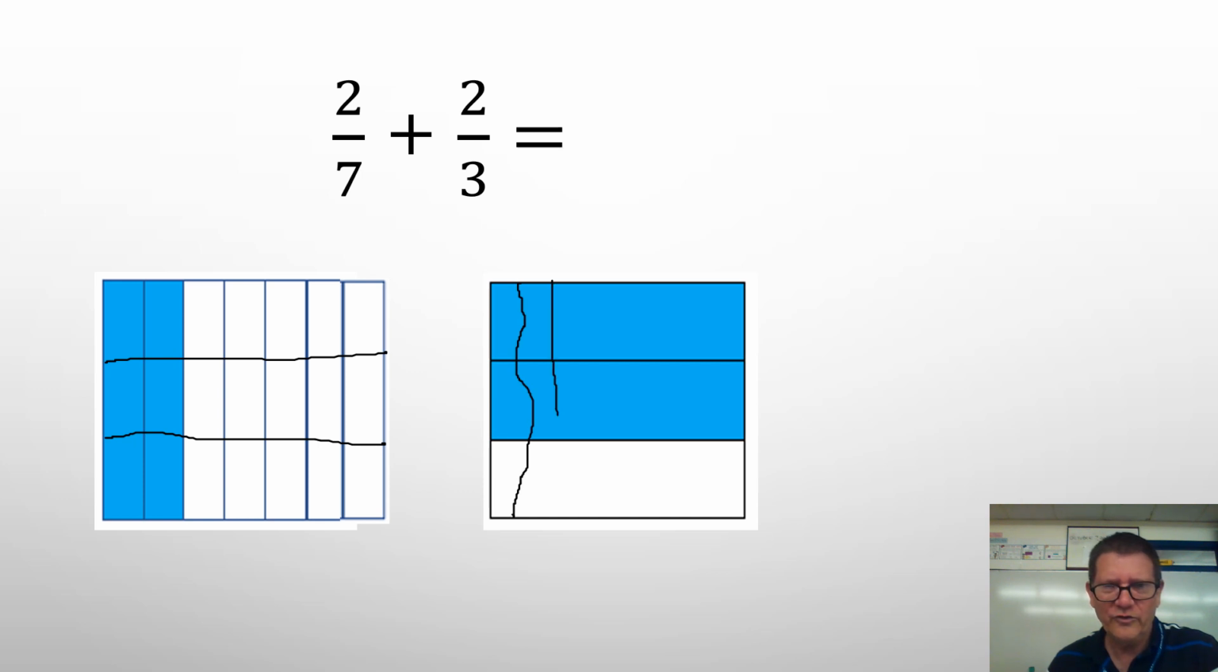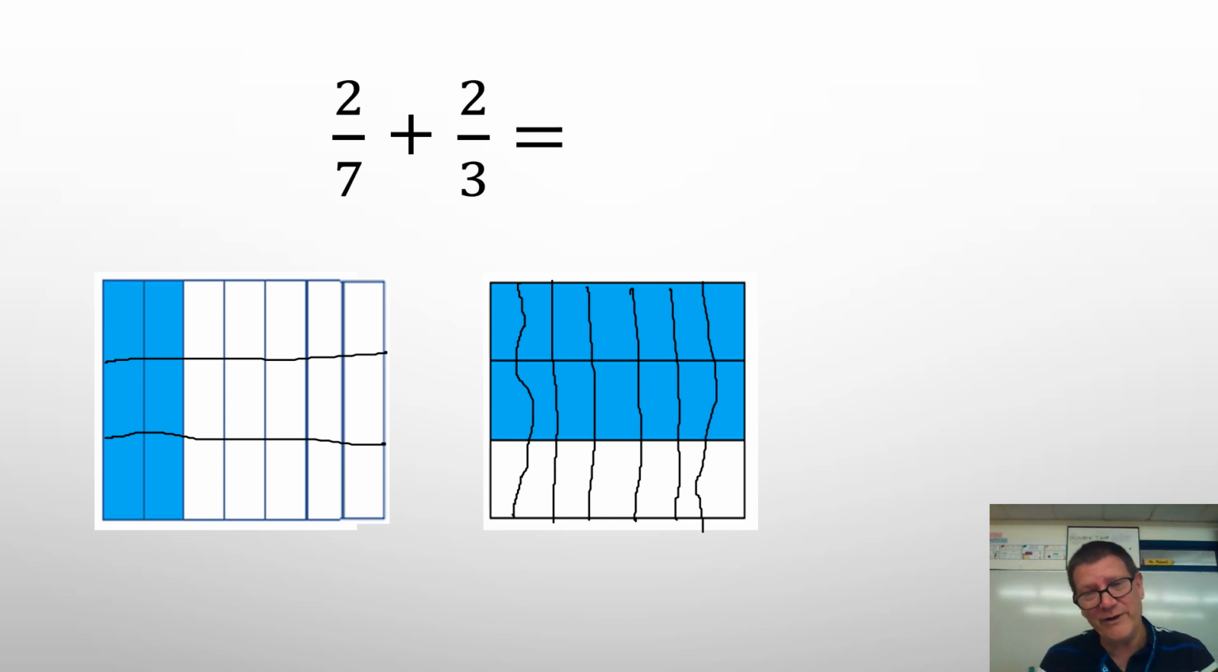Okay. 2, 3, 4, 5. Hey, I'm proud of myself. I got all 7 of them in there. That's awesome. Let's check it. 1, 2, 3, 4, 5, 6, 7 of them. Awesome. So we know this started out as our 2/7.